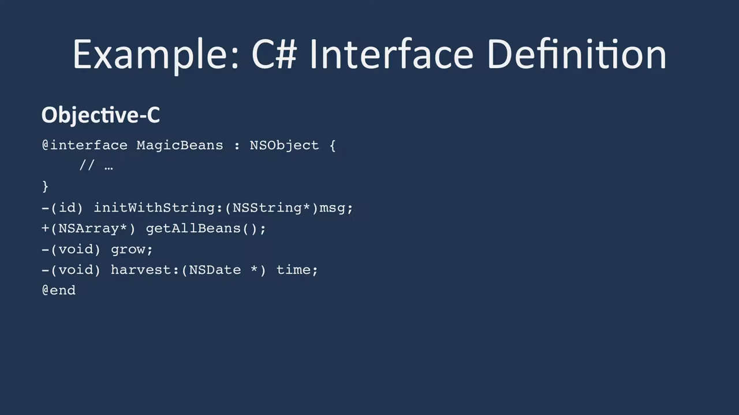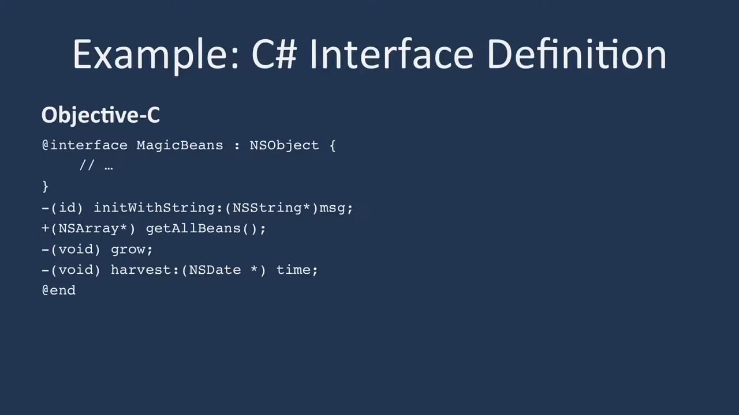It's called getAllBeans. What is interesting about this is that you don't really know what the return type of getAllBeans is. You just know that it's an array, and it might contain anything. It contains strings, or maybe it contains magic beans. We actually don't know. Could be either one of those. There's a method called grow, and there's a method that takes a parameter called harvest.